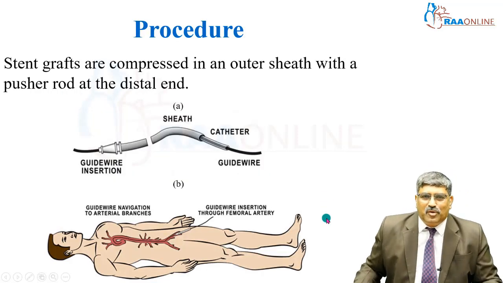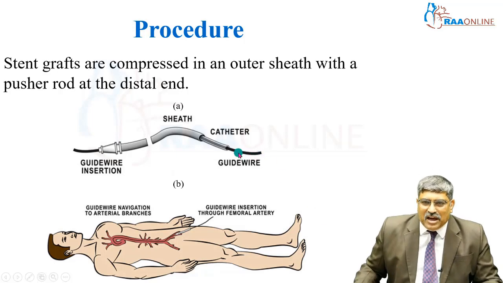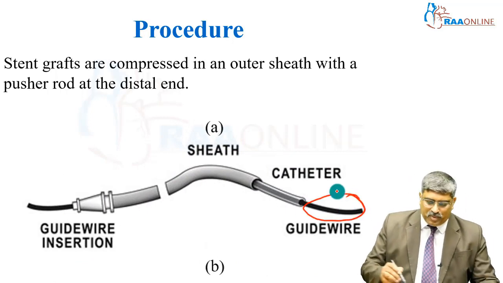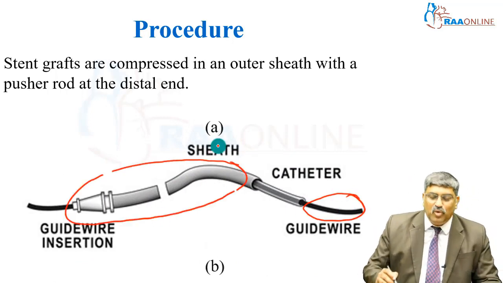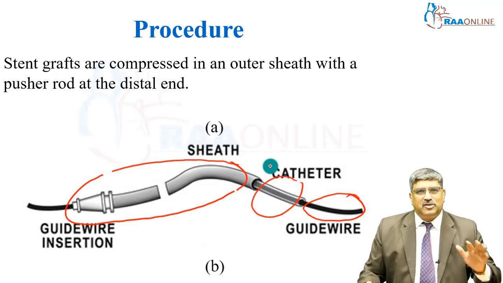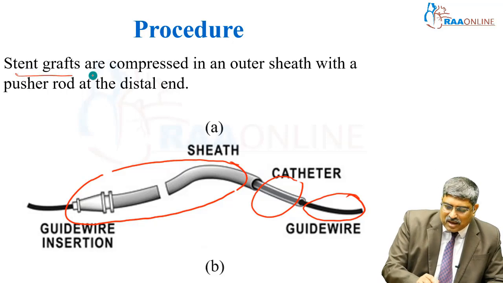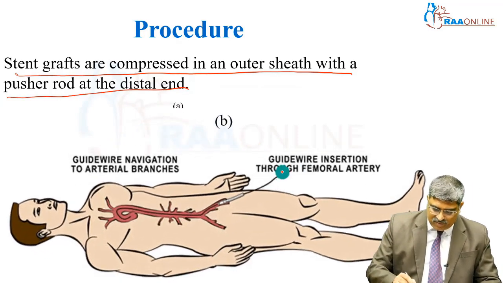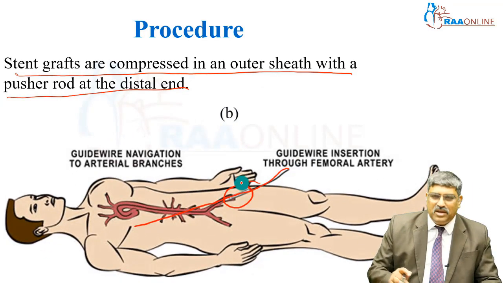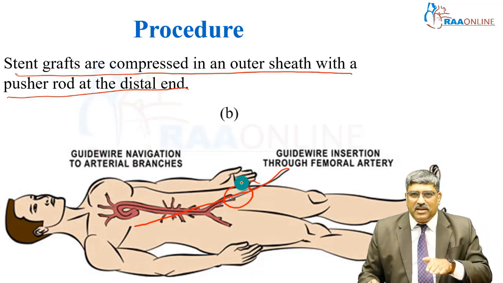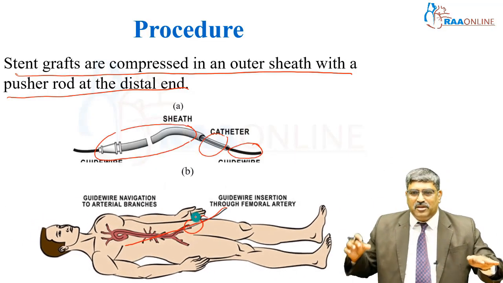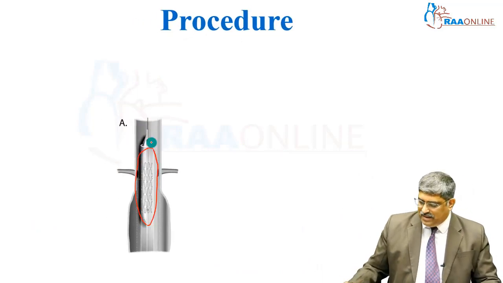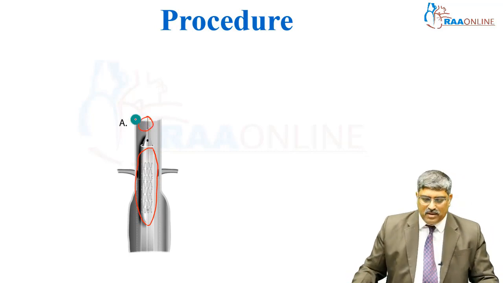Now coming to the procedural placement, the guide wire is placed into the vascular lumen. Then you put a sheath. Through this sheath, you place the stent. That is how you do it. The stent graft is compressed in the outer sheath with the pusher rod at the distal end. First the guide wire goes in, next the sheath goes in, and then the stent is placed via the guide wire inside the sheath, and then the sheath is removed. Here you can see the sheath along with the stent. This is the guide wire.